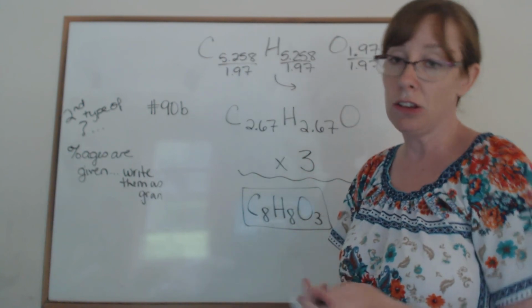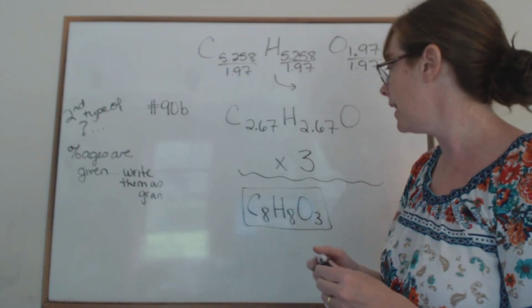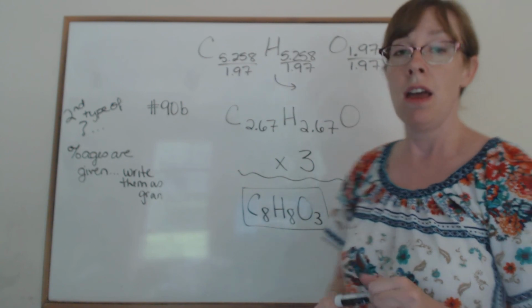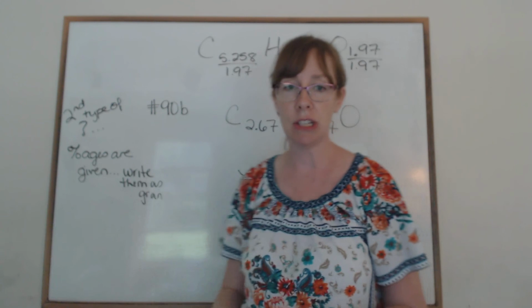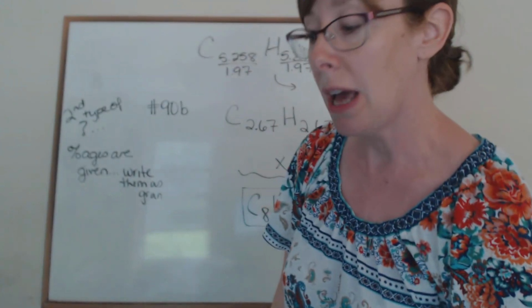Now, I'm going to end the video here and then I'm going to go check to make sure it was vanillin. Google vanillin. Hopefully it's C8H8O3. But that should be the answer. Okay, so that's empirical formula from percentages. That's it. We're done with chapter 3.